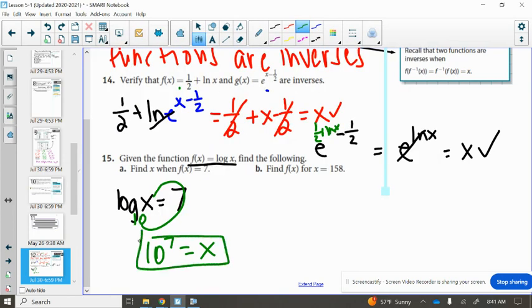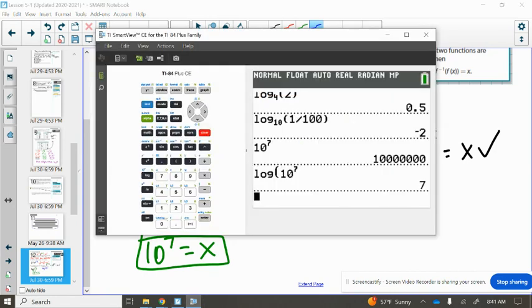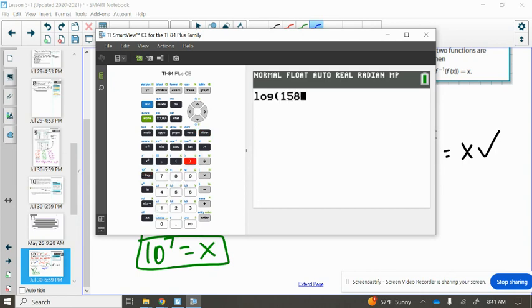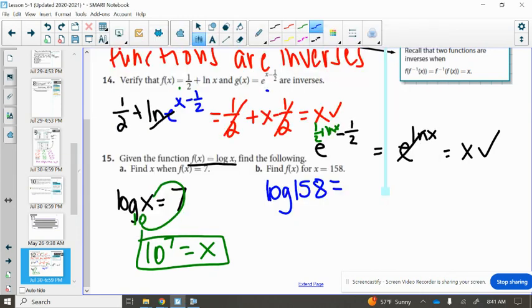In the second one, this time we want to find f of x if our x value is 158. So we're going to plug in 158 for our x this time. And the best we're going to be able to do on this is just round. So 2.1987-ish would be your output value. And sometimes that's why logs in the calculator are so useful, is they have things stored that aren't going to necessarily cancel out nice and pretty like this last one did.